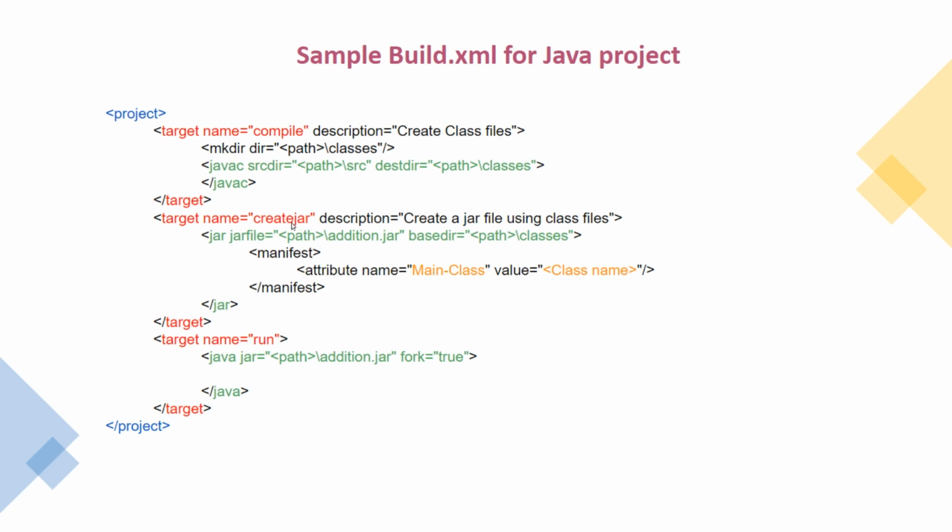Next is the create jar target. Here it gets the class files from this location and creates the jar file, namely addition.jar, and it also mentions the main class here. We need to name the class name here of the Java class. Next is the run target. It runs the jar file using the Java command.